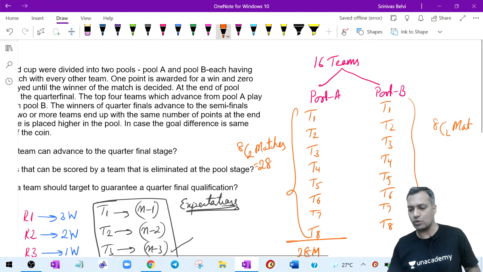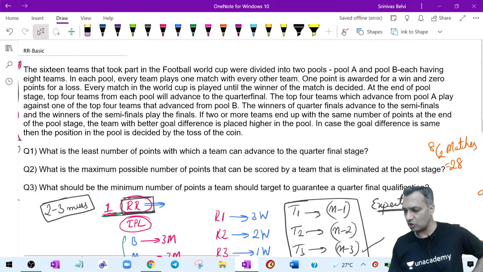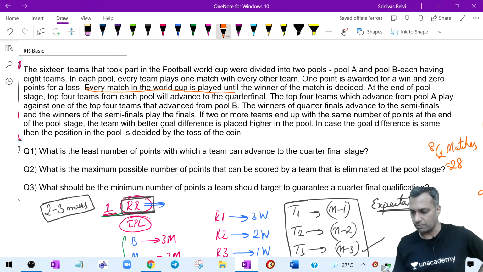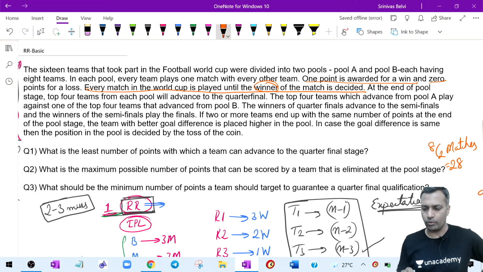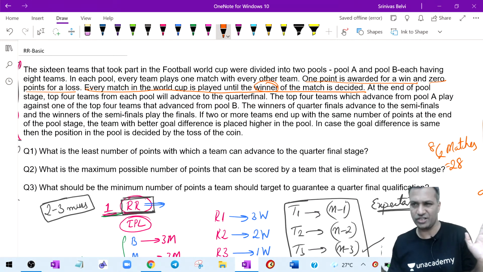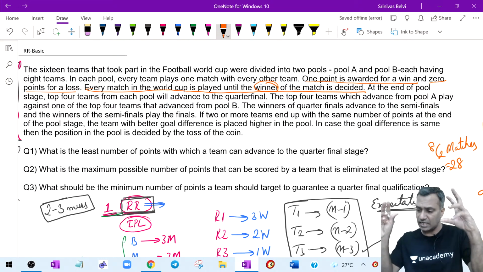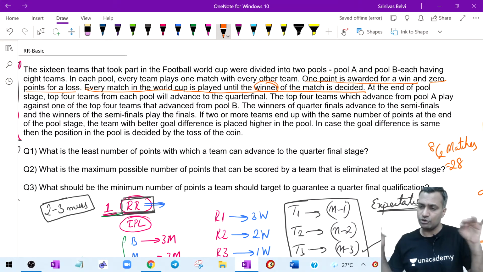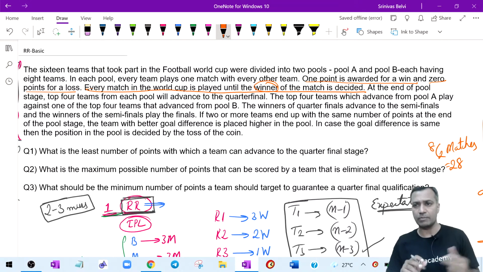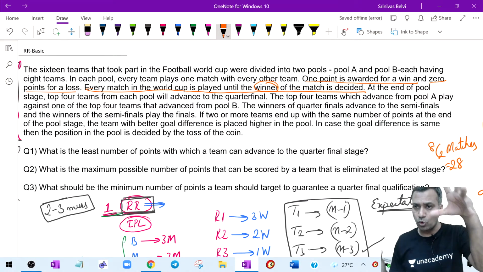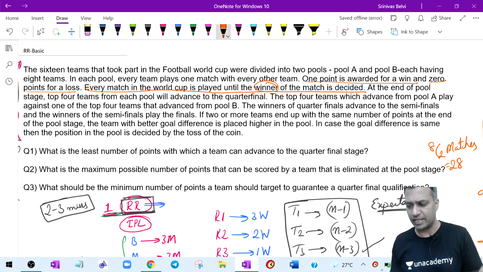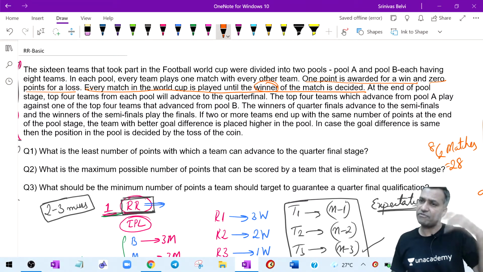To start with, just to understand this particular concept, the author also said every match in the World Cup is played until the winner of the match is decided. There are no draws. One point is awarded for a win and 0 points for a loss. There is no draw situation here because we're doing a very basic set. First, let's understand this particular set. Then we can introduce lots of parameters. Draws we can bring in, bonus points we can bring in. If you win by a huge goal margin, there will be bonus points. Different forms of the tournament will have different parameters.